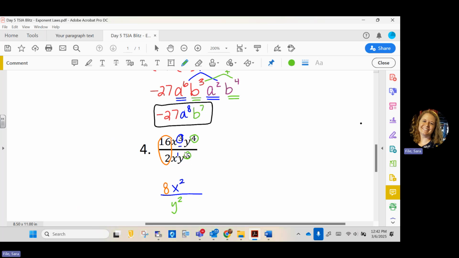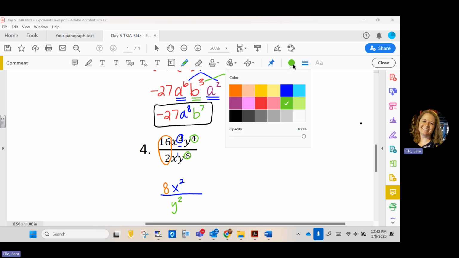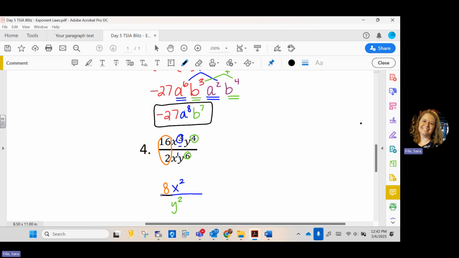Wherever you've got matching bases in numerator and denominator, top and bottom, whichever one is bigger, that's where you're going to keep that base. And that's as far as I can take this one.